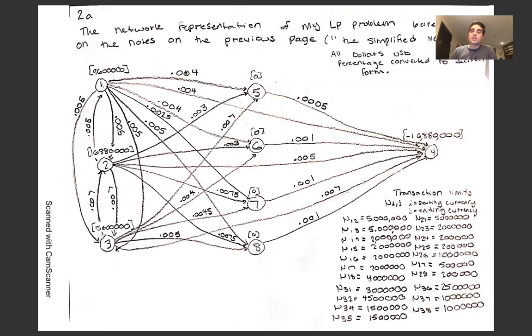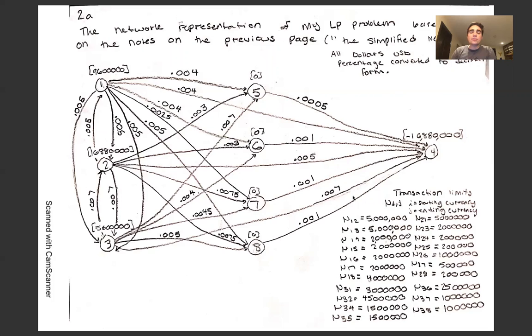So labeled here are the percentage transaction costs in their decimal representation, because our variables are going to represent the total amount of money that is being transferred through those flows. And then here we have the total of each of the sources, and the total we expect to receive at the sink. And finally, the transaction limits, where, for example, between 1 and 2, that's yen and rupiah, actually, you can't transfer more than $5 million.